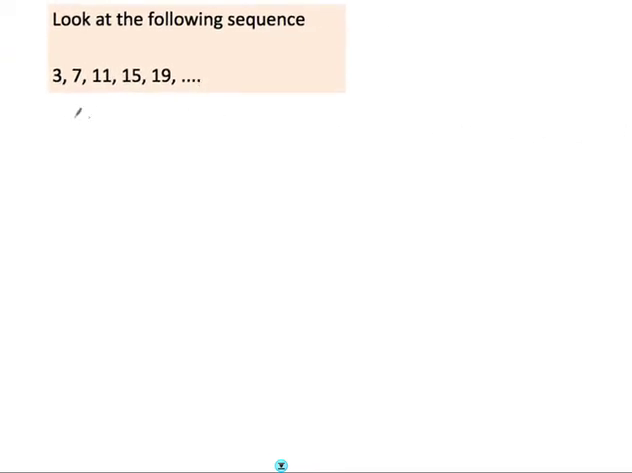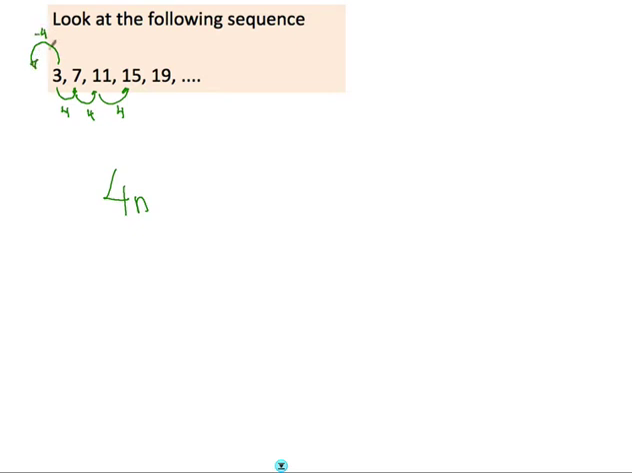Okay, next question asks us to work out the general formula of this sequence. Again, the general formula is working out what it's going up in. So this is going up in 4s each step. So you're just adding 4s. So it's going to be in the 4 times table. So you write 4n.